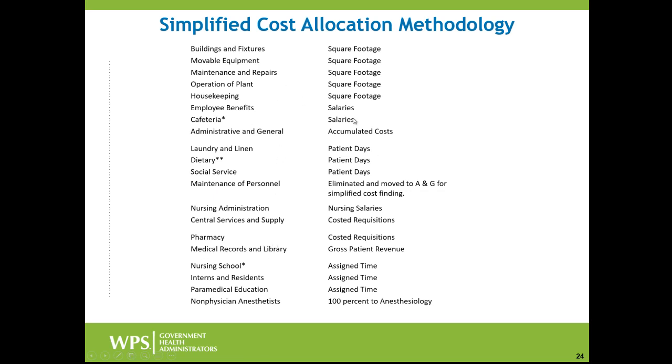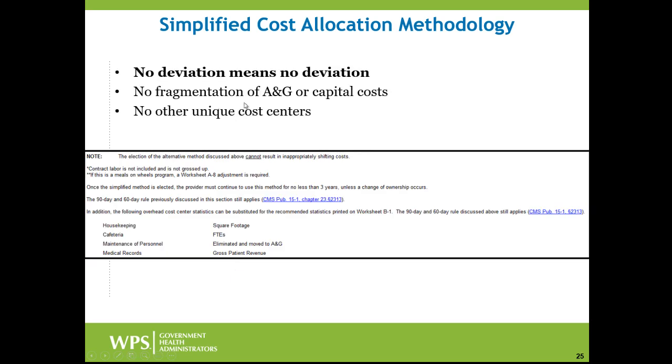So these statistics must be used. These cost centers must be used. This has been clarified by CMS in the past. The phrase no deviation does indeed mean no deviation. You cannot add new cost centers. You cannot fragment A&G or capital costs. There can be no other unique cost centers. If you're trying to go under the simplified cost allocation methodology, you can't at the same time try to be more sophisticated for certain things. It's an all or nothing approach.